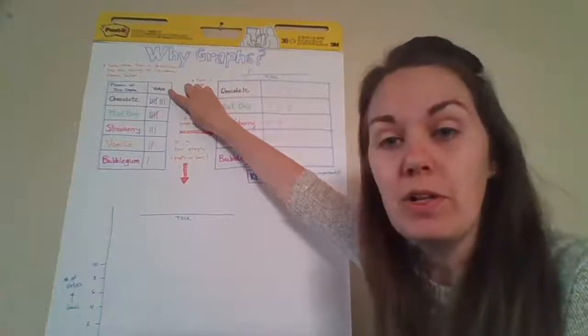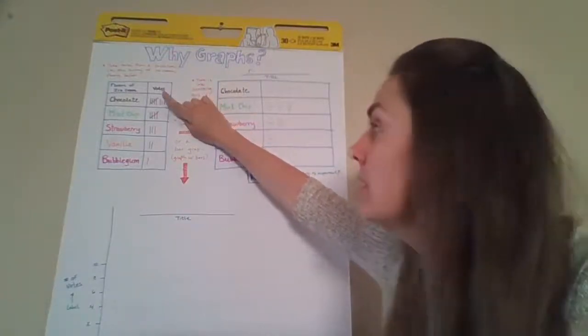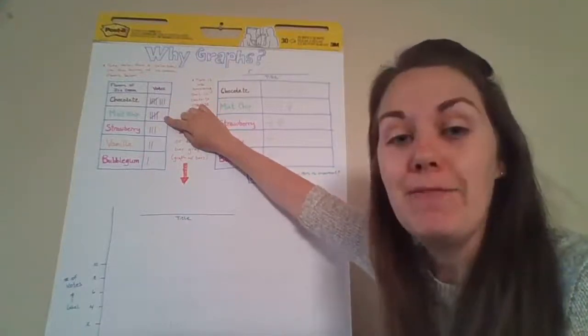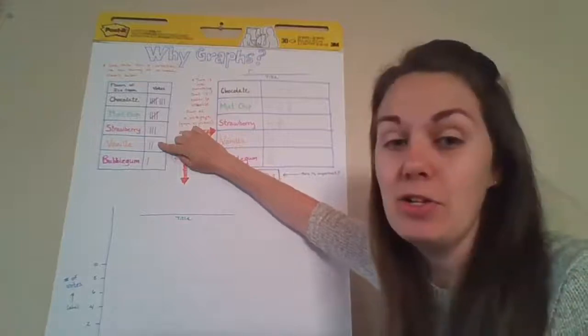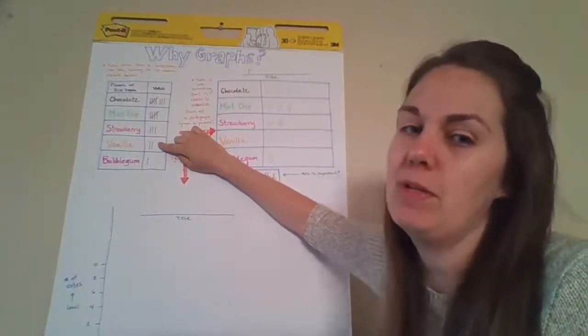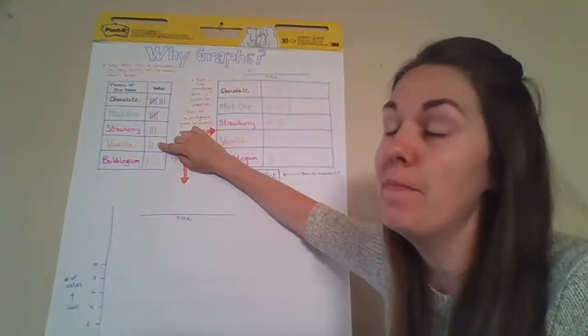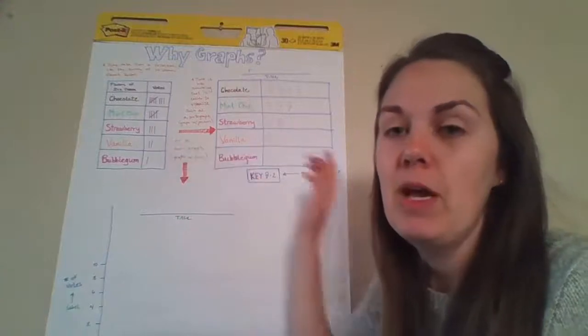There are votes along the side. Chocolate ice cream got 8 votes. Mint chip ice cream got 5 votes. Strawberry ice cream got 3 votes. Vanilla got 2, which is astounding to me because vanilla is clearly the best flavor because you could put anything you want on vanilla. And bubblegum, of course, got 1 because nobody really likes bubblegum ice cream.